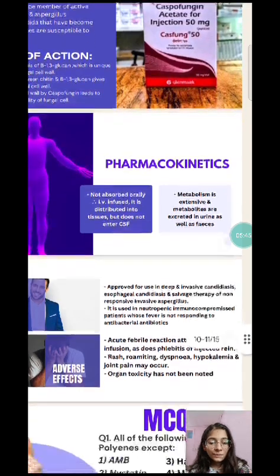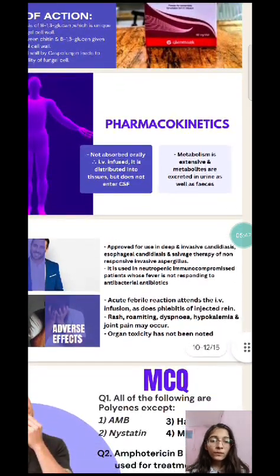Let's see the uses of caspofungin. It is approved for use in deep and invasive candidiasis, esophageal candidiasis, and salvage therapy of non-responsive invasive aspergillosis. It is used in neutropenic immunocompromised patients whose fever is not responding to antibacterial antibiotics.